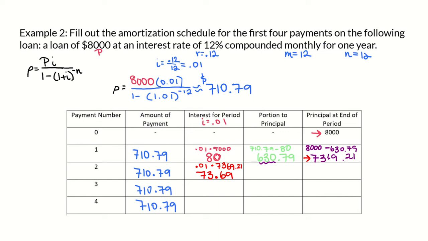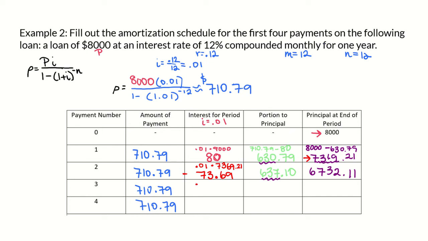Now we subtract the interest from the payment amount to get the portion that's paid to the principal, which means the portion paid to the principal this time is $637.10. And then finally, to get the principal at the end of this period, we subtract the previous principal minus the principal that was just paid off to get $32.11. And we continue in this way to fill out the whole table.